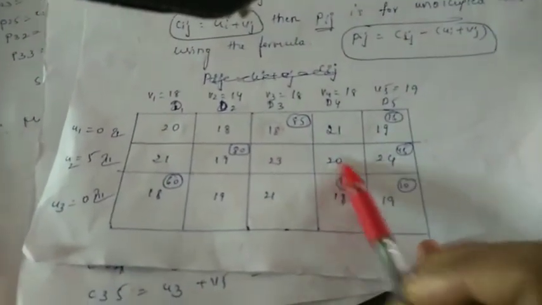So C24 is, C2 is nothing. C24, second row, fourth column. This is the second row and fourth column. This is second row and fourth column. So 20 is our aim.